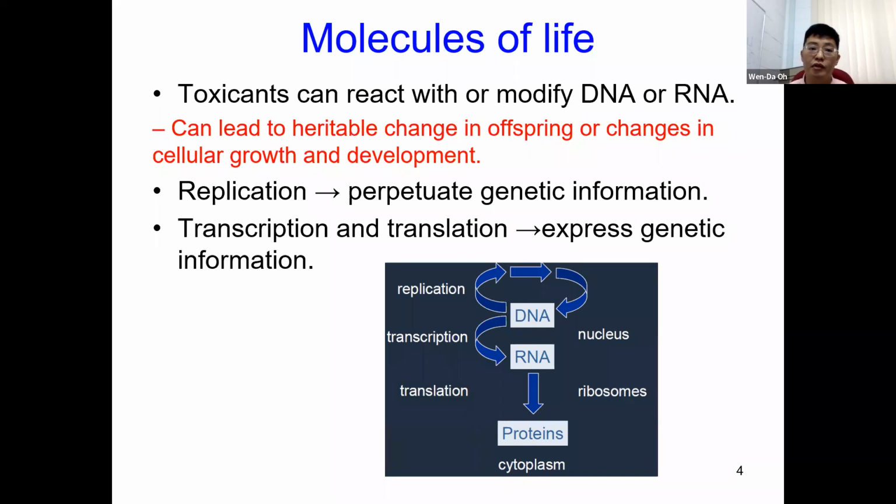And sometimes the toxicant causes change to your reproductive system. Sometimes the sperm and the ovum can be affected, and then the offspring will be affected. So it depends on what the toxicants are and how they can affect. In other words, we are looking into the mechanism of how the toxicant can affect the DNA.